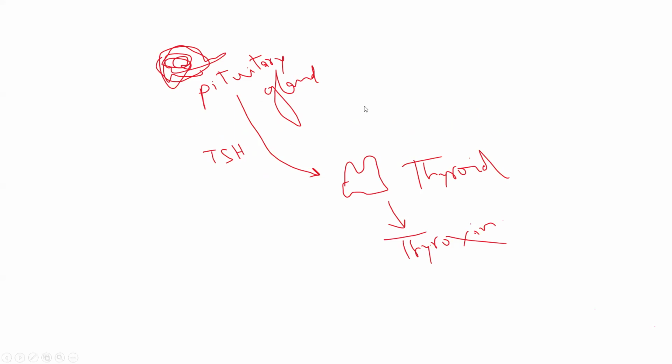Normally, we see that the master gland, the pituitary gland, produces and controls the other glands in the body. So this pituitary gland secretes thyroid stimulating hormone, and this thyroid stimulating hormone controls the secretions of the thyroid gland, which secretes thyroxine, and this thyroxine increases the rate of respiration.